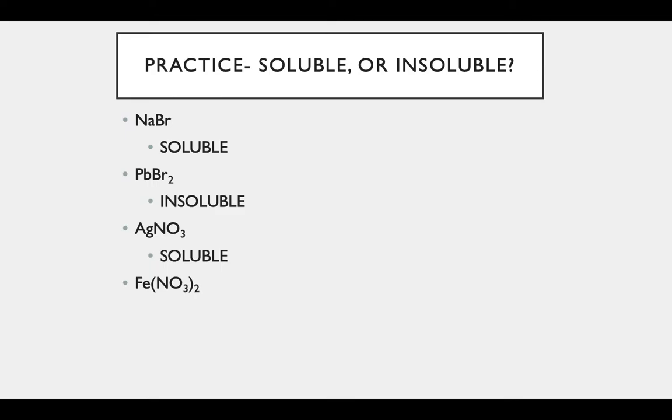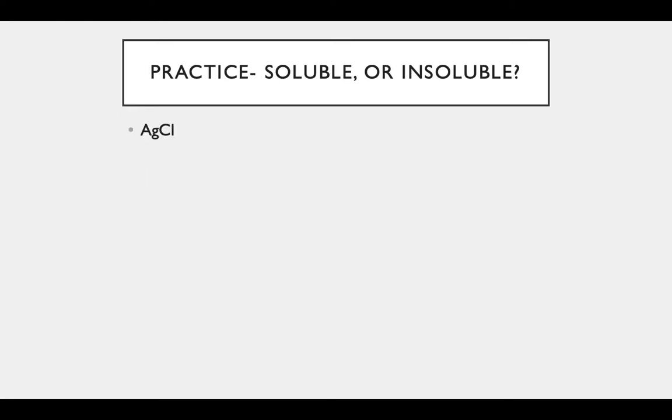Iron nitrate. Again, it contains nitrate, so it's going to be soluble. Silver acetate. Again, that acetate ion was on our list of always soluble ions, so that's going to dissolve in water. Silver chloride. Chloride was on that list of soluble ions, however, silver was one of the exceptions, so that is going to be insoluble. Potassium hydroxide. Hydroxide was one of those ions that's going to be insoluble most of the time, but since there's an alkali metal in the formula, it's going to be soluble.